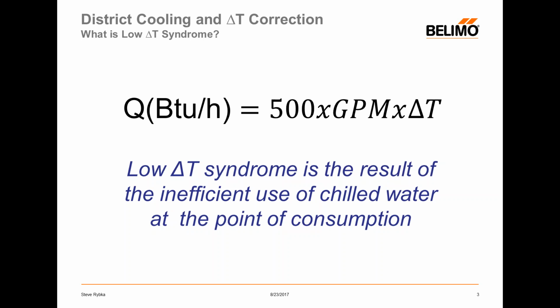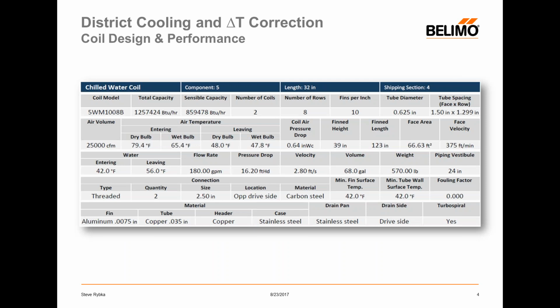And here we can see how coils are designed. If we look at this very basic submittal example here, you can see that there is an entering and leaving water design temperature for this particular coil, a maximum GPM, and a capacity. So by running that formula 500 times the GPM times the delta T, we will get our BTU per hour, or essentially our capacity of the coil itself.